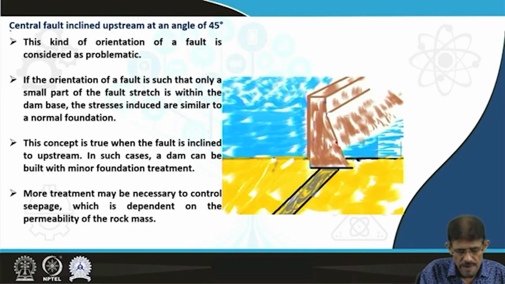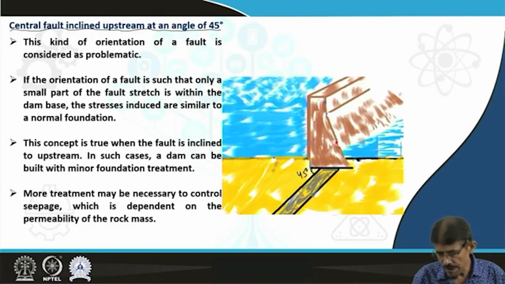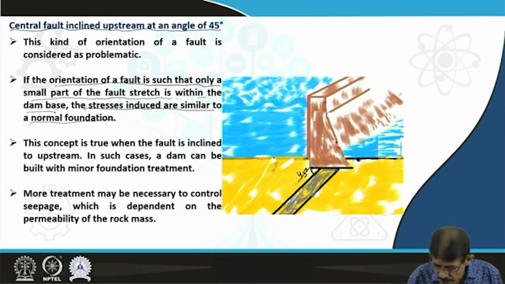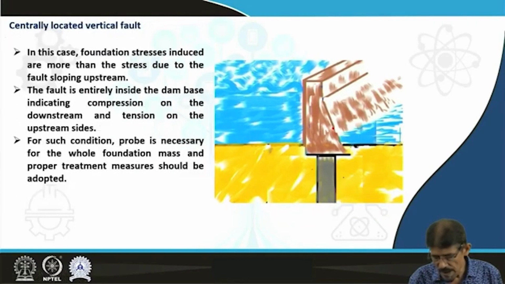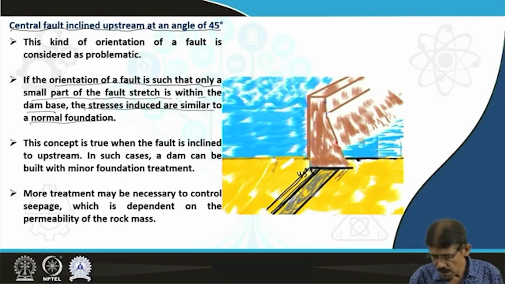Next type of fault location: a central fault inclined upstream at an angle of 45 degrees. If it is located on the upstream side and below the foundation of the dam, then what happens? If the orientation of the fault is in such a way that only a small part of the fault stress is within the dam base, then the stresses induced are similar to a normal foundation. If this fault is located here, only affecting part of the dam, then it is not going to create more problems. If it is located in a partial part, then also it is not going to affect. If this fault zone extends through or covers the major portion of the dam foundation, then it is a problem. This concept is true when the fault is inclined to the upstream.